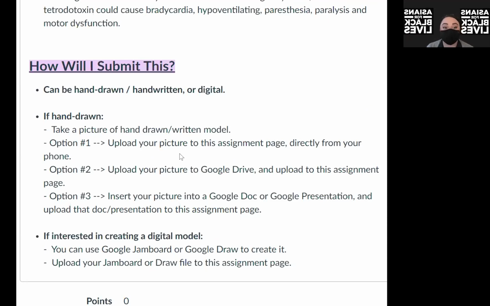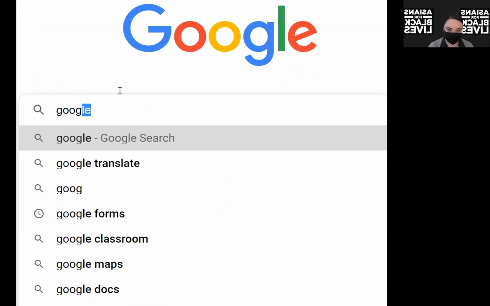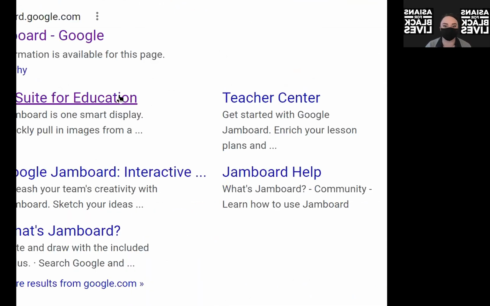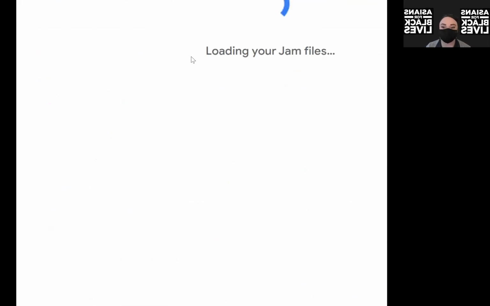Now, if you want to make a digital one, totally fine and cool with me. I genuinely don't care, okay? There are two sort of functions, and they're actually very similar, Google Jamboard and Google Draw, that you can use to create it, and they're just Google apps. So I could just go to Google and type in Google Jamboard, and it shows up. Now, it's going to open up for you in your South Redford account.